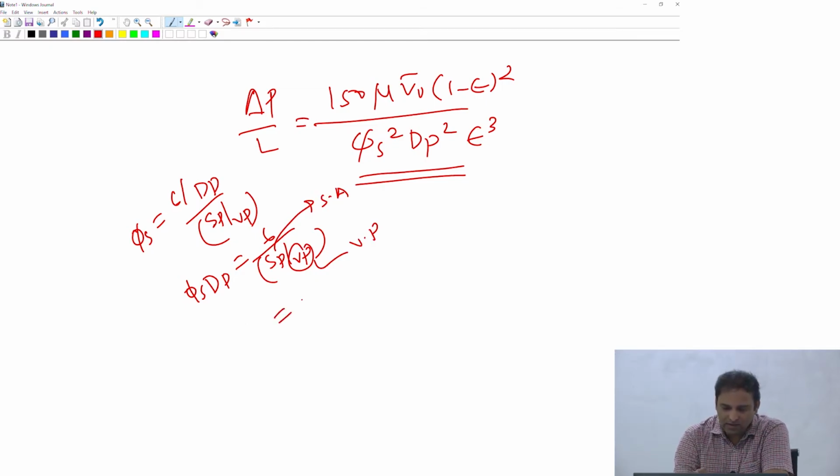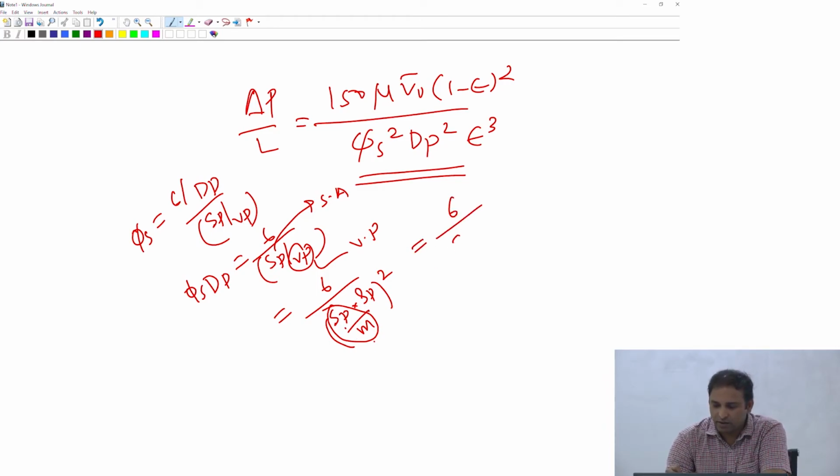Now I can write this as 6 divided by sp into volume. I can write the volume in terms of the mass and the density. Therefore it becomes sp multiplied by the density of the particle divided by the mass of the particle, whole square, right? Is that okay? Your sp by m, which is the surface area of the particle per unit mass, is what we define as the specific surface area, right? So therefore it goes as 6 divided by S, maybe specific surface area, times rho p, whole square, right? Is that okay?